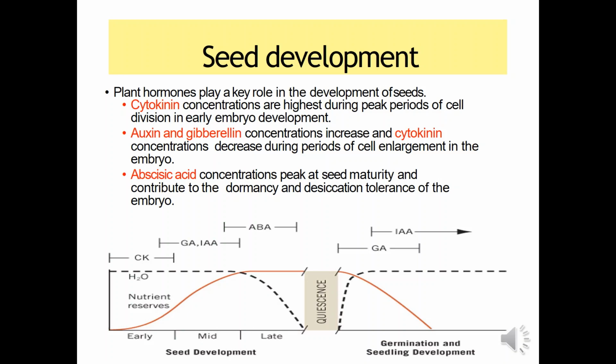So you always need to remember these two graphs, the graph of the seed development and the continuation with the germination, because mostly in the test or in the final, they ask you about this. For example, look first at the seed development. You can see that CK is the cytokinin, and its concentration is highest during the early stage of the seed development. And then after that, you can see GA means gibberellin, and IAA means auxin. At the middle part of the seed development, both of these plant hormones increase and the cytokinin concentration decreases.